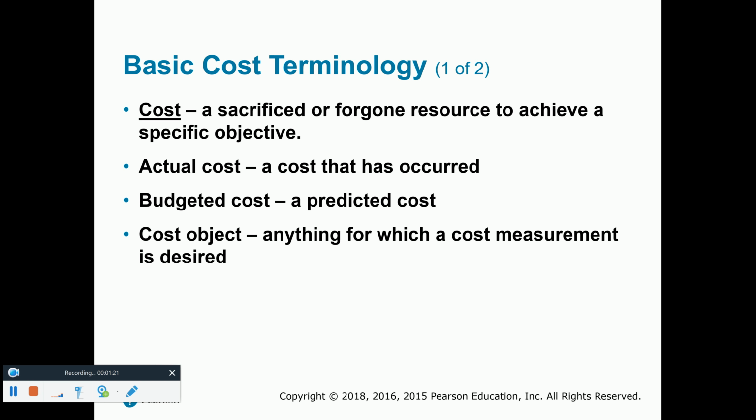By the way, we also have another chapter called ABC, which is called activity-based costing. And ABC just digs down a little bit deeper in the systematic and rational cost assignment process. More on that in a few chapters from now.